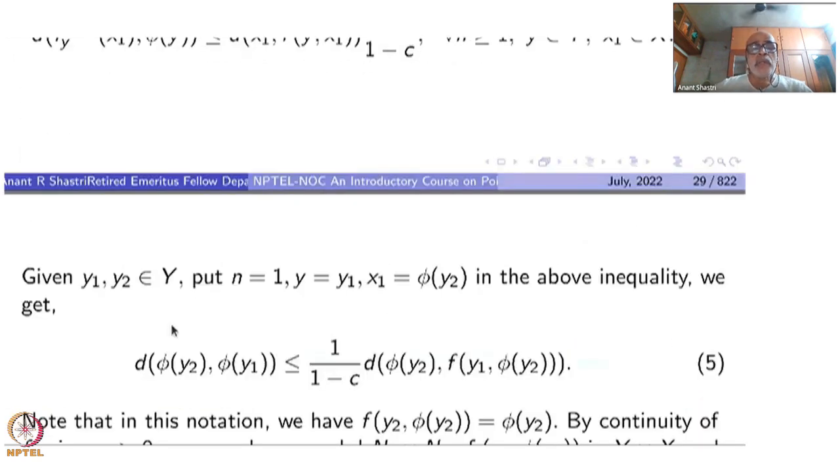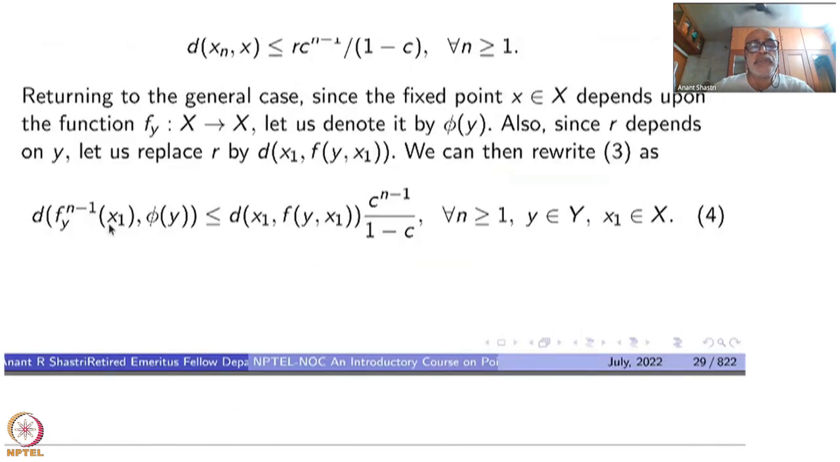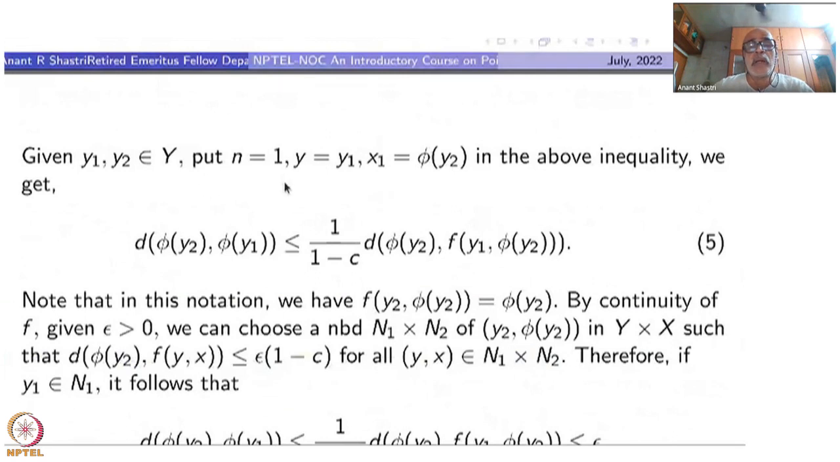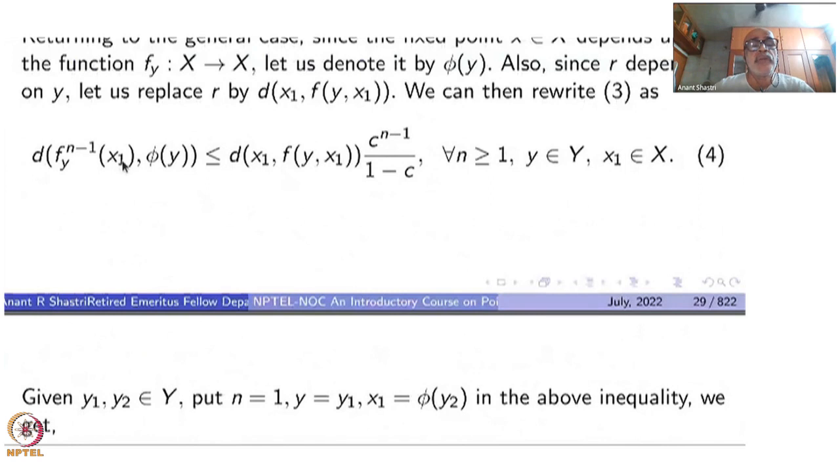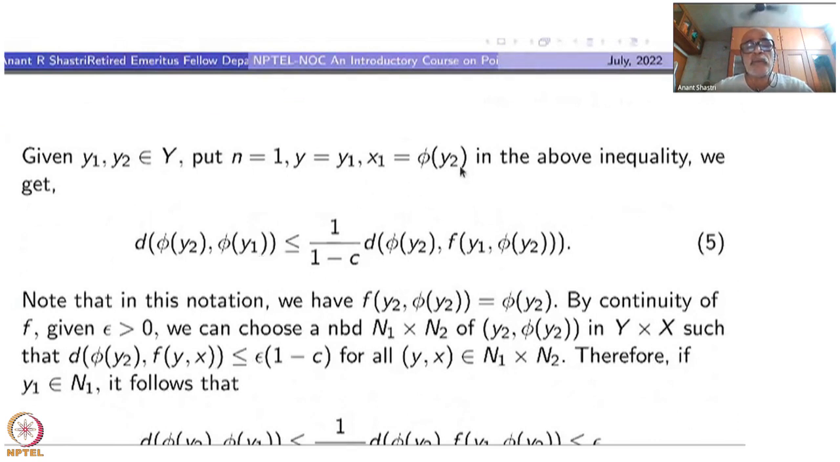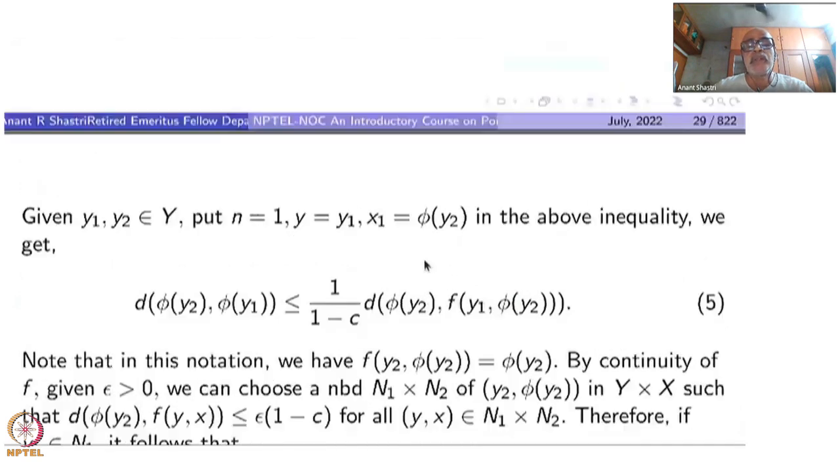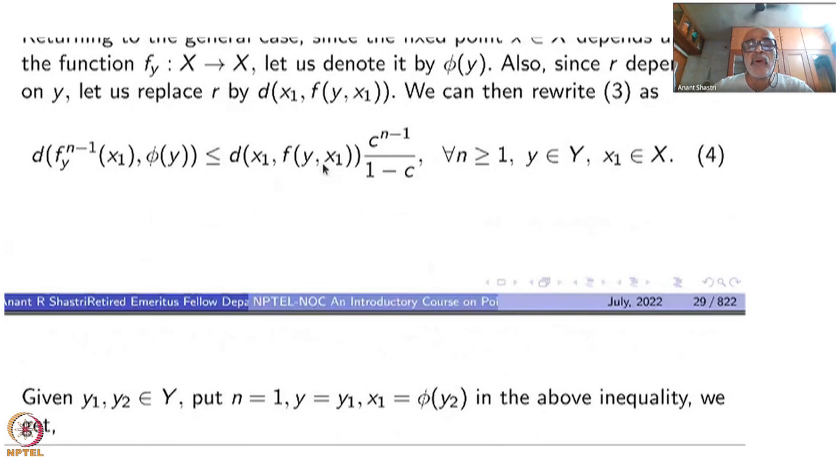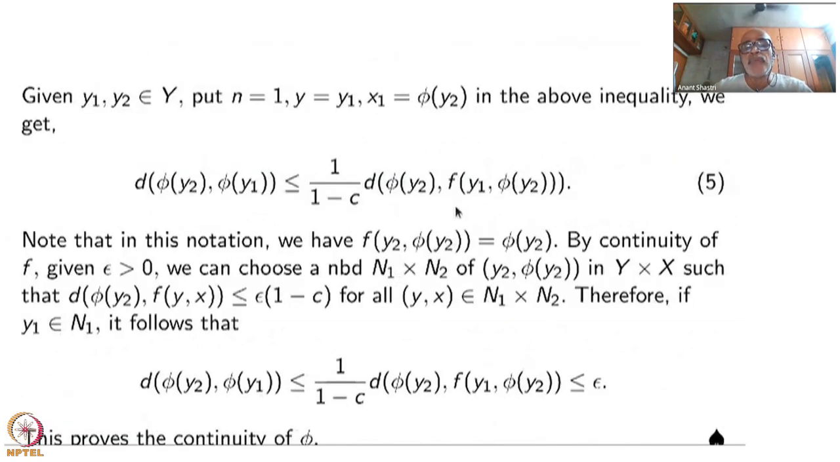Okay. So now, given y1 and y2, put n equal to 1. This is valid for all n. n equal to 1, y equal to y1, x1 equal to phi y2, in the above inequality. So I am taking n equal to 1, y equal to y1, and x1 equal to phi y2. Since n is 1, there is no operation here, it is the starting point. So this will become the distance between phi y2 and phi y1, because x1 is phi y2, is less than or equal to 1 by 1 minus c times the right hand side, which is the distance between x1 and f of y x1, which is phi y2 and f of y1, phi y2.